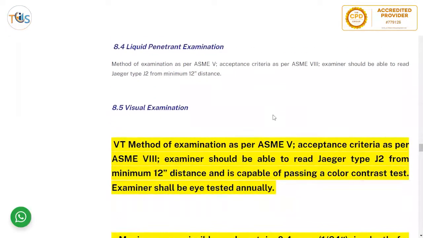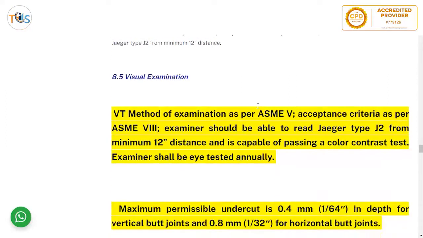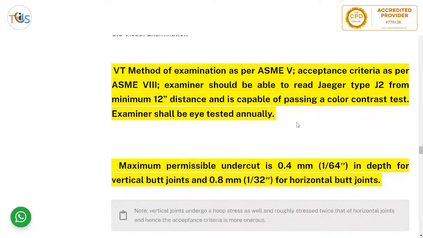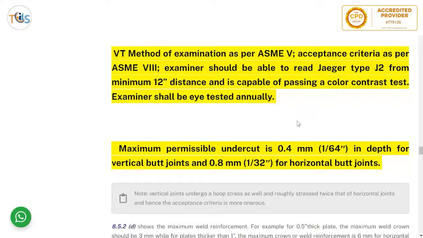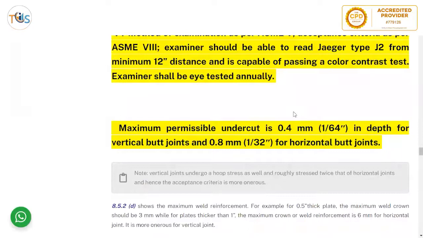And liquid penetrant, same way, examination as per ASME 5, acceptance criteria as per ASME 8, and the examiner should be able to read Jaeger J2 from a minimum 12-inch distance. Visual examination as per ASME 5, again acceptance as per ASME 8; the examiner should be able to read Jaeger J2 from a minimum 12-inch distance and be capable of passing a color contrast test. The examiner shall be eye tested annually.